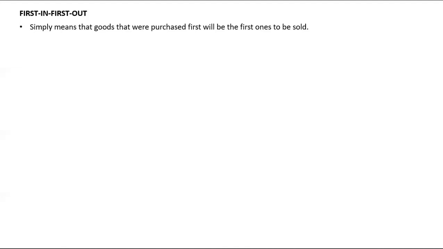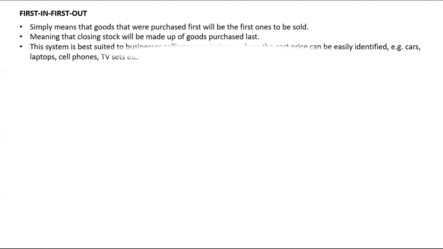Now let's get to the first in, first out method. Okay, first in, first out simply means that goods that were purchased first will be the first ones to be sold, meaning that closing stock will be made up of goods purchased last. I repeat, closing stock will be made up of goods purchased last. This system is best suited to businesses selling separate items where the cost price can easily be identified, like e.g. cars, laptops, cell phones, TV sets, etc.